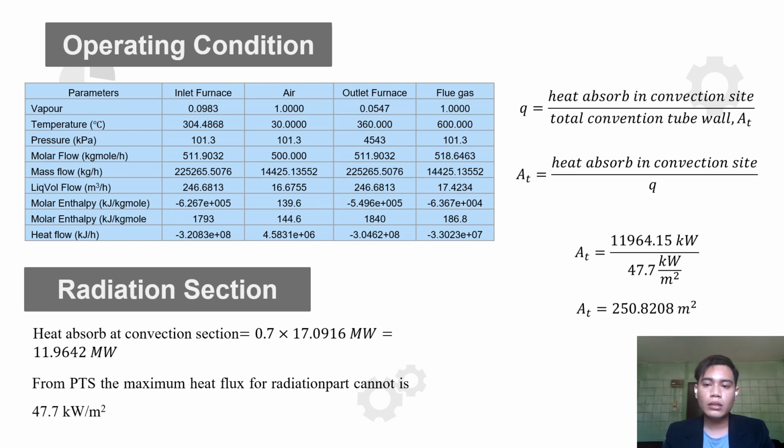So we have the flux and also we have the heat duty. We can calculate the area of the radiation section, which is 250 and 88.208 meter square.